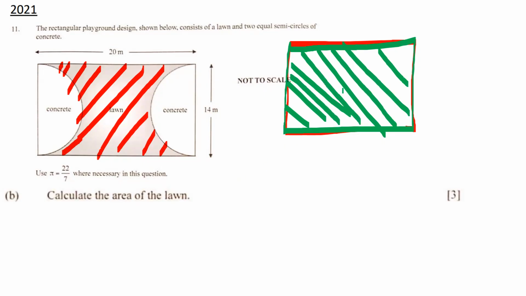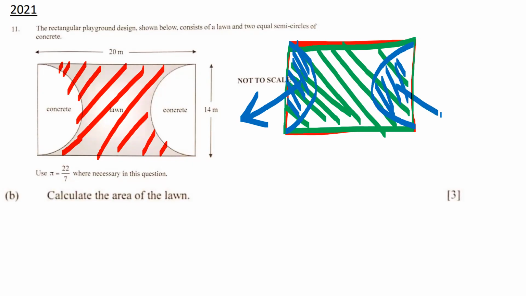After we figure out the area of the rectangle, we're going to figure out the area of the semicircular portions. So this portion right there, we're going to figure this area out, and then we're also going to figure this area out, the area of the semicircular part. Then we're going to remove the area of the semicircle part from the area of the rectangle, and we're going to be left with just what? The area of the lawn, which is the area in between.